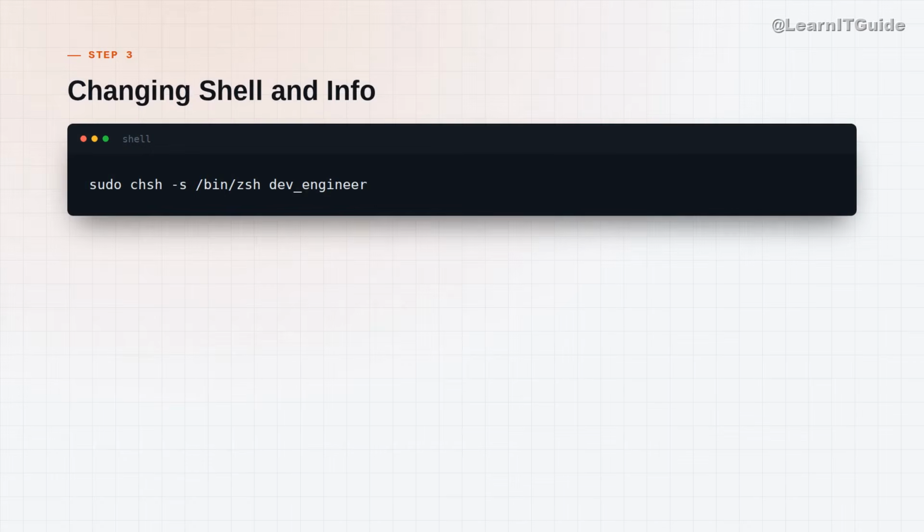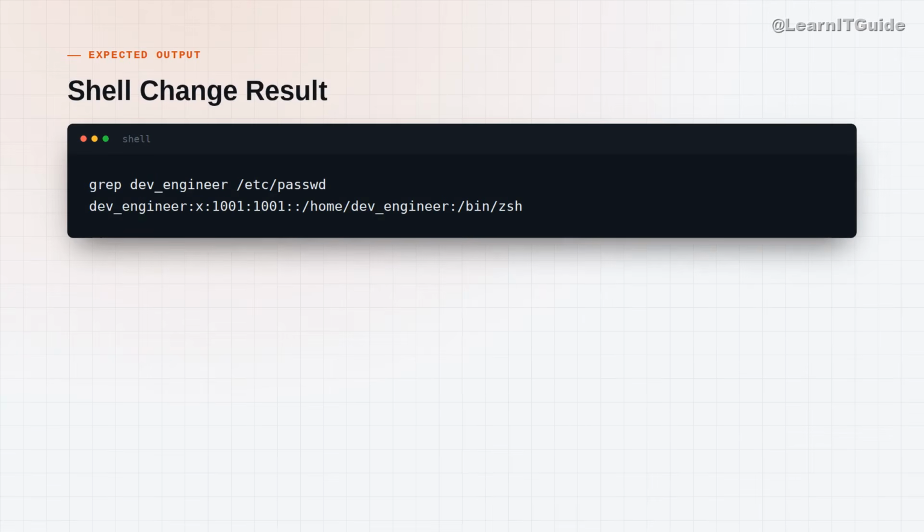Sometimes you need to change user attributes, like their default shell. The chsh command stands for change shell. Changing a shell to ZSH or fish is common for developers who prefer better autocompletion. Ensure the shell path exists in the system shell list before running this. If you assign a shell that does not exist, the user will be locked out of their account upon their next login. Verify the change by inspecting the password database file.